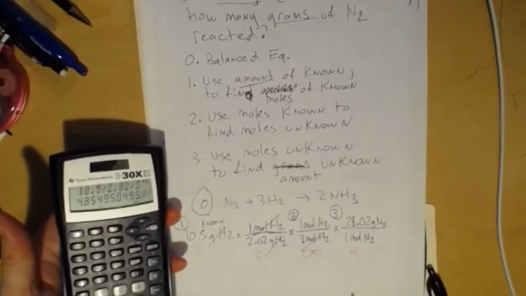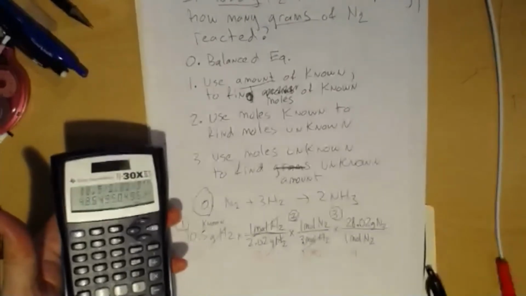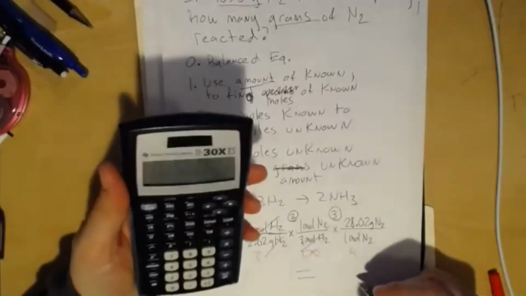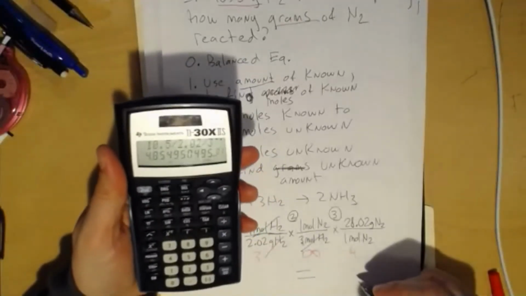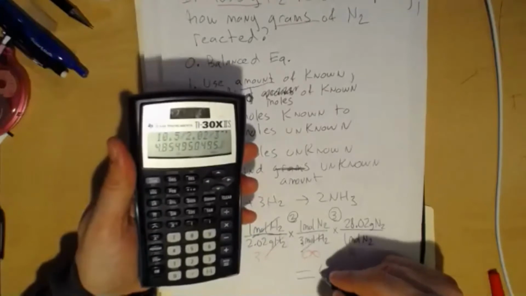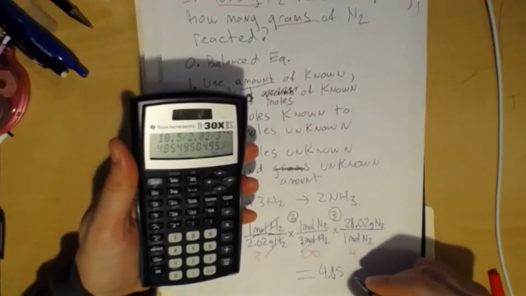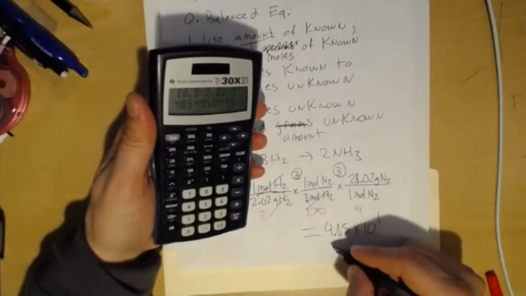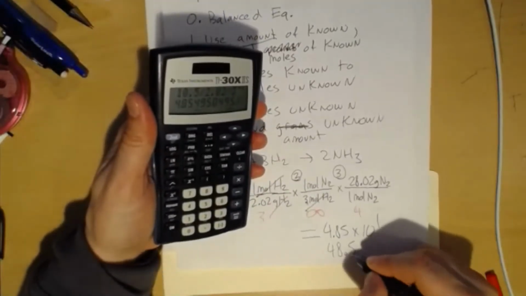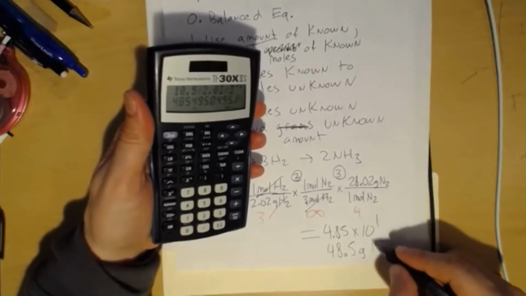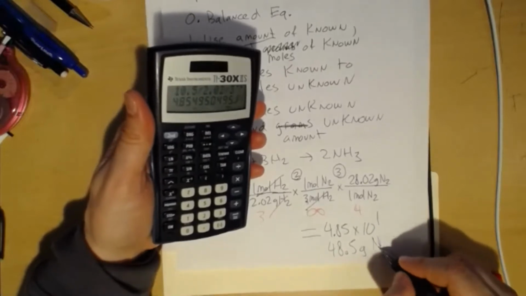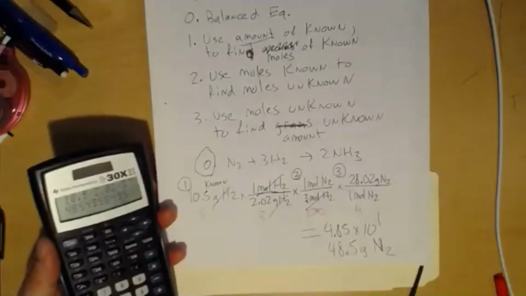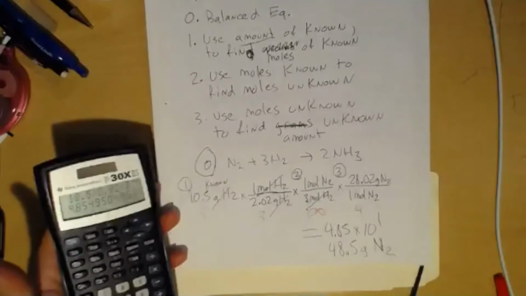Okay, so my answer should have 3. Let me put the equal sign down here. So I want 3: 4.85 times 10 to the 1, or we could just turn that into a number, 48.5 grams of nitrogen reacted. Oops, is my pen going out? Okay, so there we are. And that's kind of the idea.